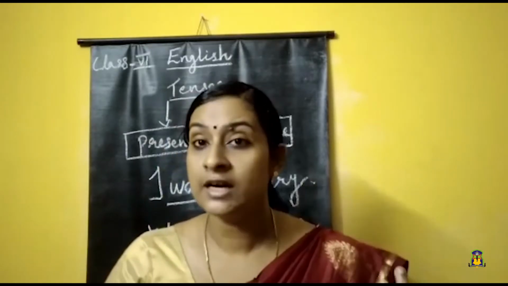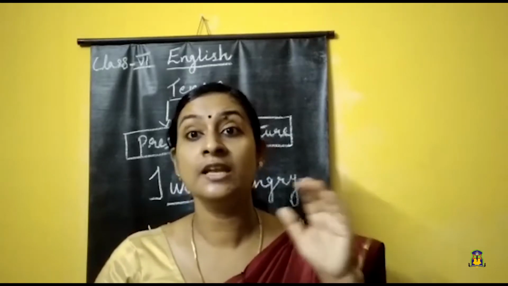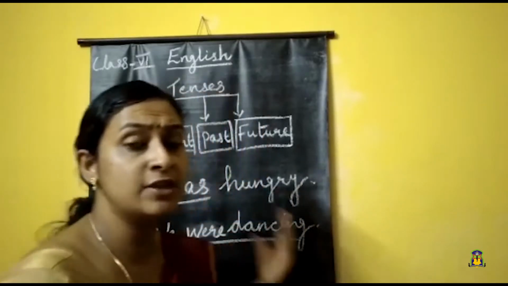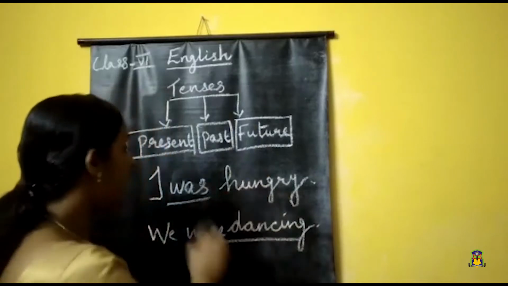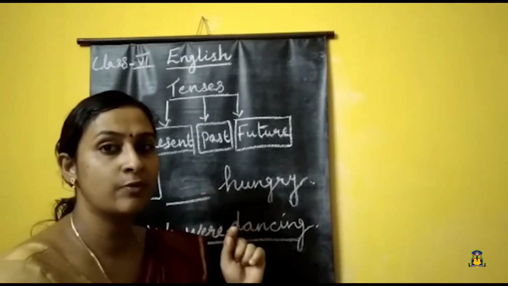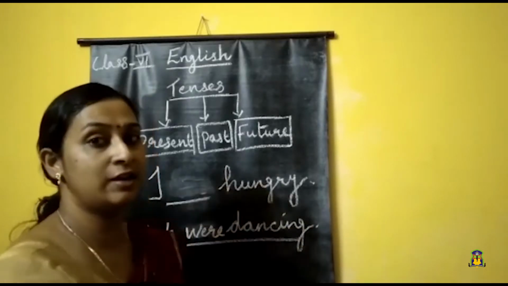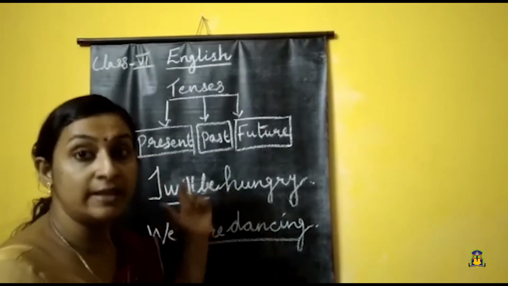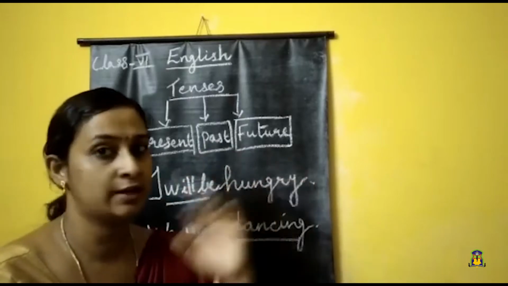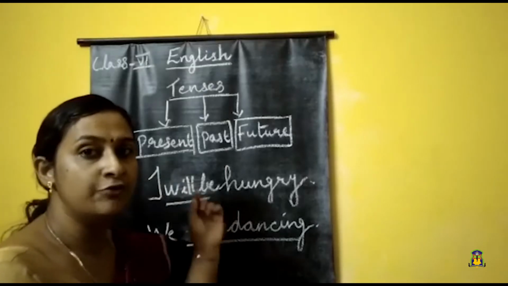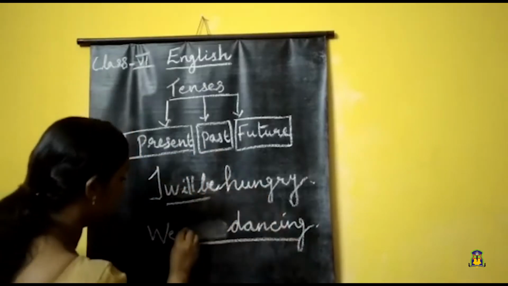Then the third one is future tense. Future tense expresses the actions in future time. So, how can we change this sentence into future form? I was hungry. We can change this sentence into future form as I will be hungry. Will be shows the action is in future tense. Next, we were dancing. How can we change that into future form? We will be dancing.